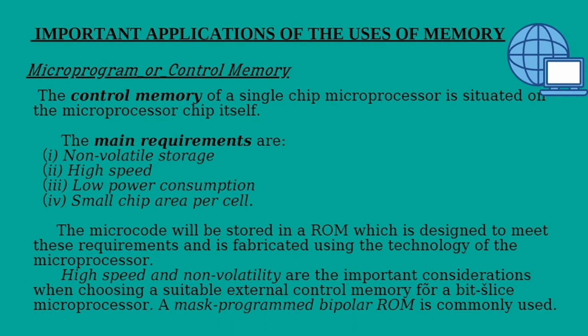Next is the microprogram or control memory. The control memory of a single-chip microprocessor is situated on the microprocessor chip itself. The main requirements are non-volatile storage, high speed, low power consumption, and small chip area per cell. The microcode will be stored in a ROM which is designed to meet these requirements and is fabricated using the technology of the microprocessor. High speed and non-volatility are the important considerations when choosing a suitable external control memory for a bit-sliced microprocessor. A mask-programmed bipolar ROM is commonly used.